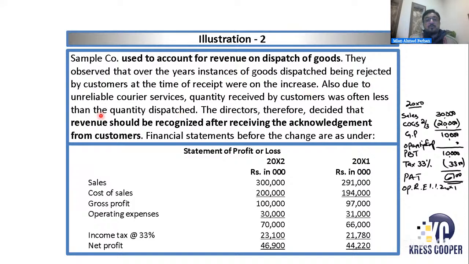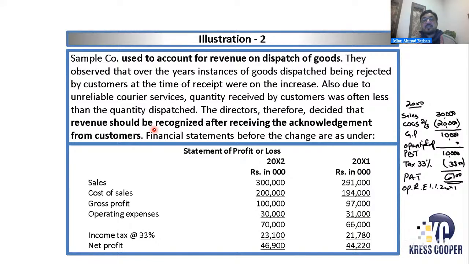Also, due to unreliable courier services, the quantity received by customers was often less than the quantity dispatched. The directors therefore decided the revenue should be recognized after receiving the acknowledgement. Supposedly there is no standard that is addressing this issue. Supposedly I'm saying. So you will use your own judgment to make your accounting policy in this regard. That accounting policy, as I told you, can be made internally. So that accounting policy is now changed.